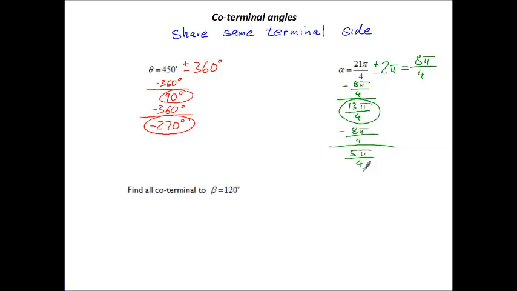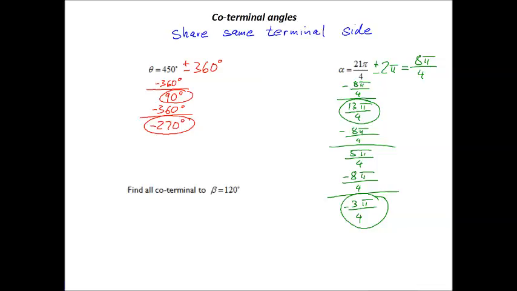This is coterminal as well, but it's positive. That's not what we wanted. So we need to keep going. Subtract 8 pi over 4 one more time. And now we're going to end up with an angle of negative 3 pi over 4. And that angle of negative 3 pi over 4 is another coterminal angle to alpha, and it has a negative measurement.